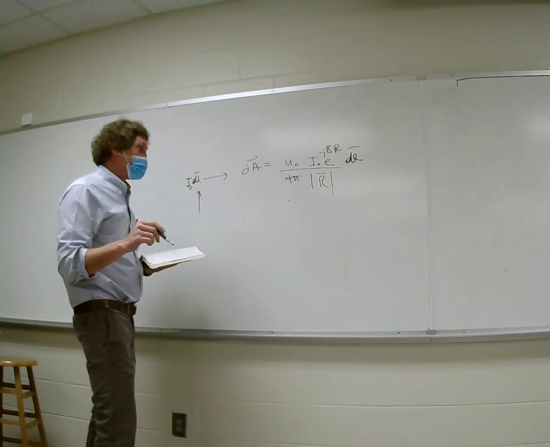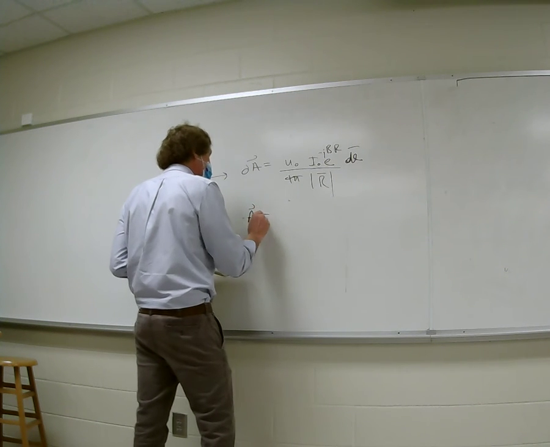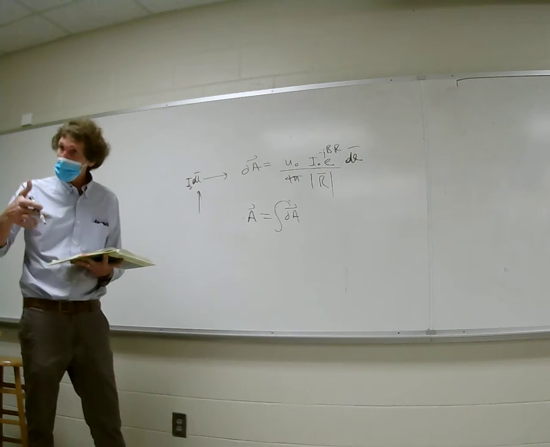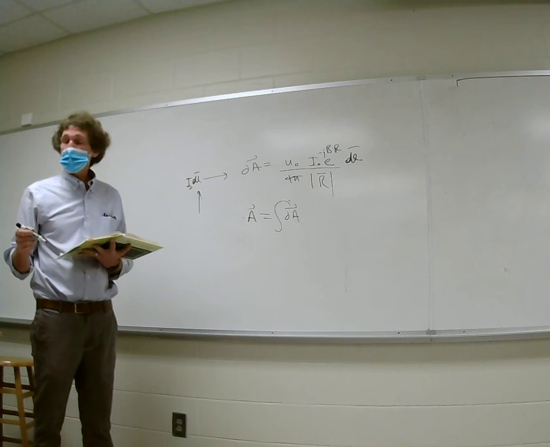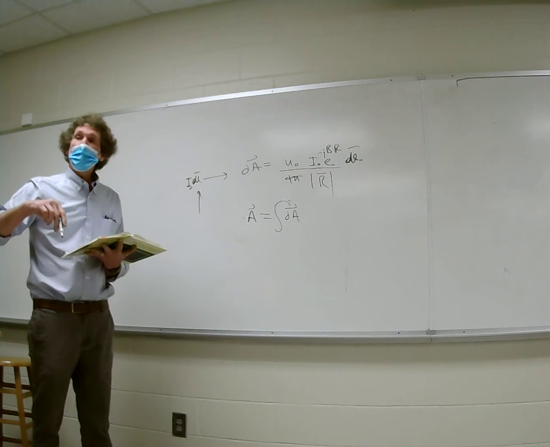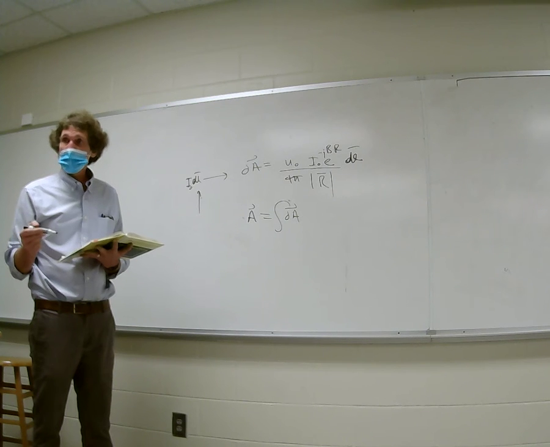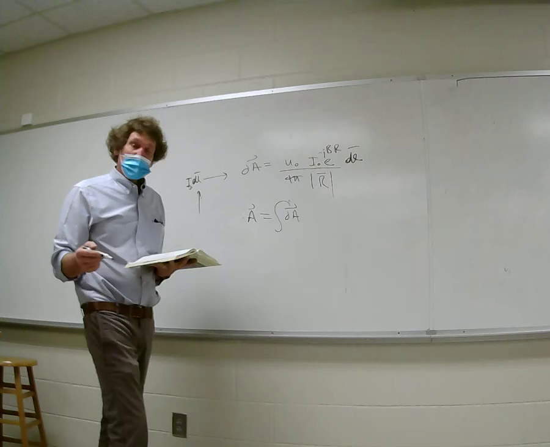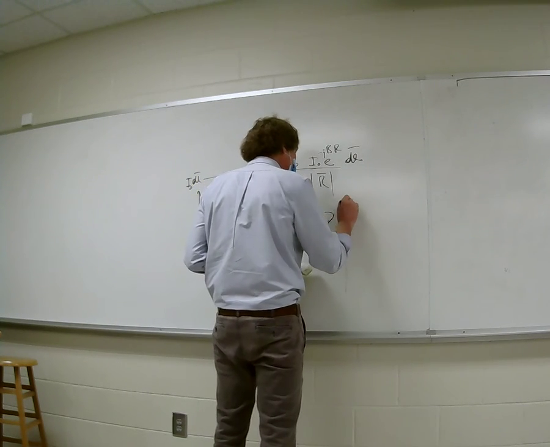Once I have that, I get total A by integrating dA, just like you would integrate over a source of charge to get voltage. Here you would integrate over the source of current to get A total. All right, it's not hard to do, but it can be a little nutty. So now I get A. Once I get A, I get H.